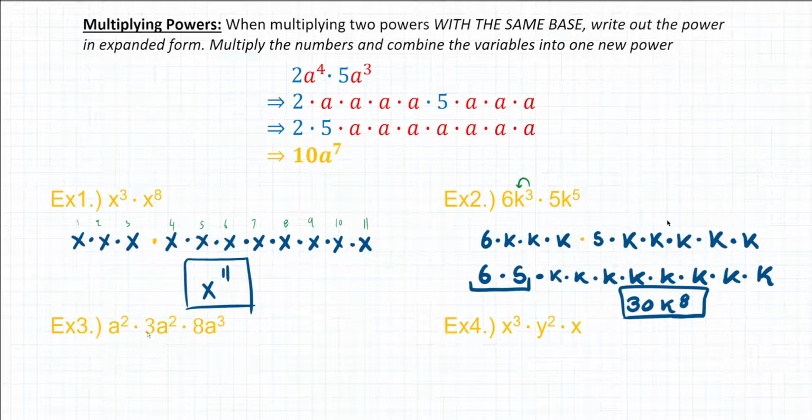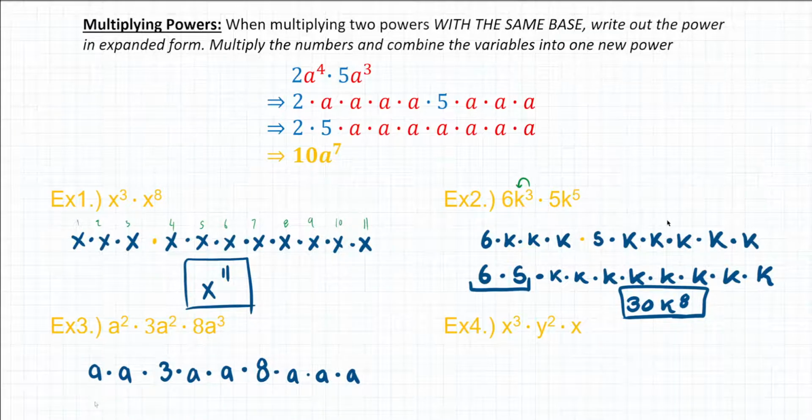A to the second power times 3 times a to the second power times 8 times a to the third power. Well, we're just going to write each one in expanded form and recombine. A to the second power would just be a times a. 3 times a to the second power would just be 3 times a times a. And 8 times a to the third power would just be 8 times a times a times a.